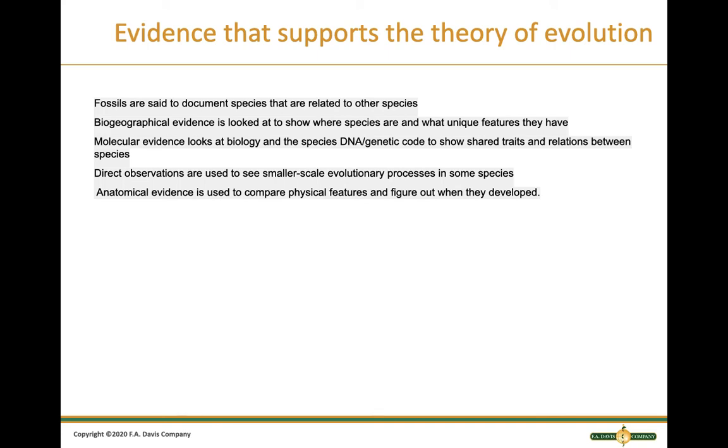And then anatomical evidence is used to compare physical features and figure out when they developed. So for example, if you look at the flipper bones in a whale and the arm bones in a human, they're actually pretty similar if you look just at the bones. And you can find other evidence that supports the theory of evolution as well.